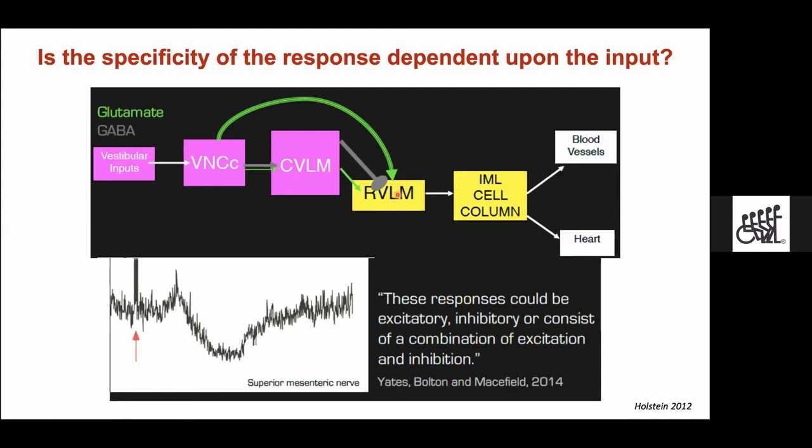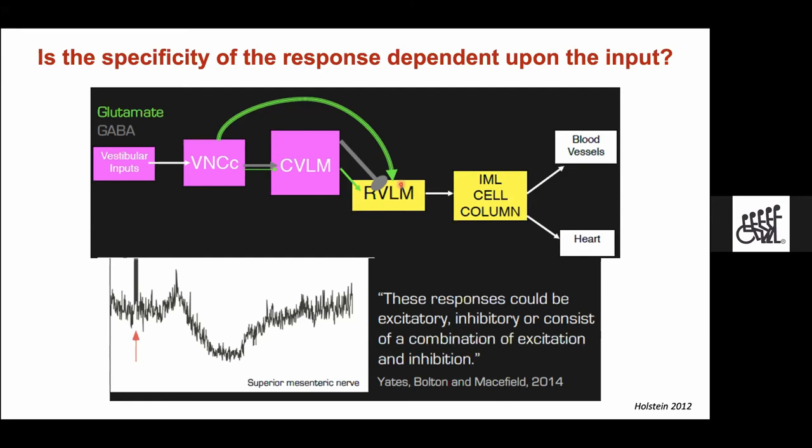Again, some of these mechanisms down here and how the vestibular information gets taken in, that's still a subject that we're studying. So we know that, because of the vestibular activation, these responses that we evoke could be excitatory, inhibitory, or a combination of excitation and inhibition. And here I'm not talking about the infrared radiation. I'm actually talking about changes in heart rate and blood pressure.